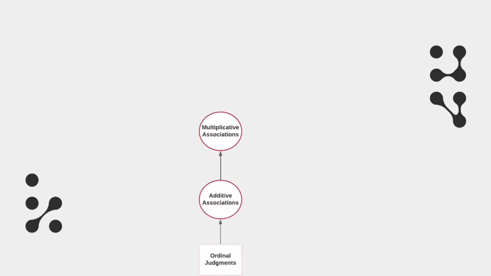In the present research, we wanted to test out this hierarchical structure of the model with adults. We expected additive associations to mediate the relations between ordered judgments and multiplicative associations, multiplicative associations to mediate the relations between additive associations and fraction arithmetic, and finally, fraction arithmetic to mediate the relations between multiplicative associations and algebra. Putting everything together, we expected direct relations between adjacent layers of the hierarchy and indirect relations for all of the non-adjacent layers of the hierarchy.